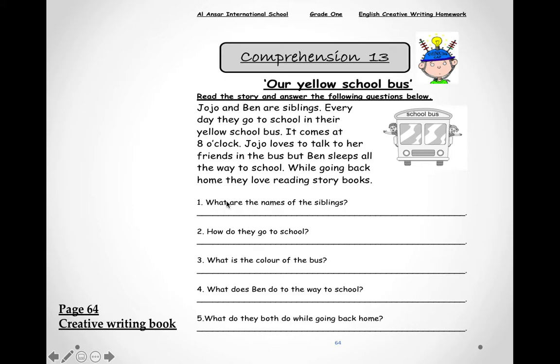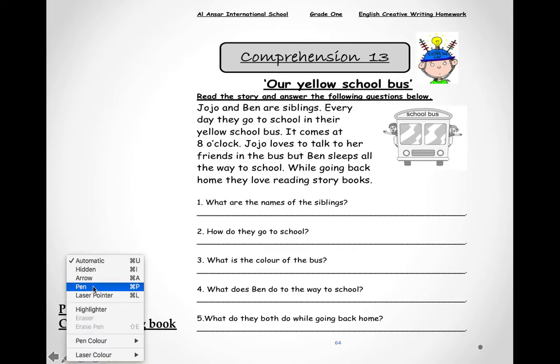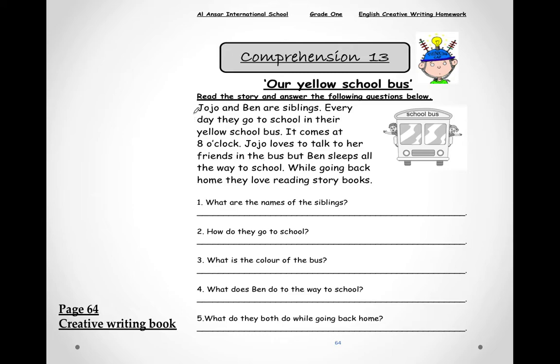Question 1. What are the names of the siblings? So remember, you are going to take your pencil. Now, you are going to circle the answers and you will remember the answers better this way. Then when you complete your assessment, all your answers will be right. So what are the names of the siblings? Jojo and Ben are siblings. What are their names? Amazing. Jojo and Ben. So we circled it together.